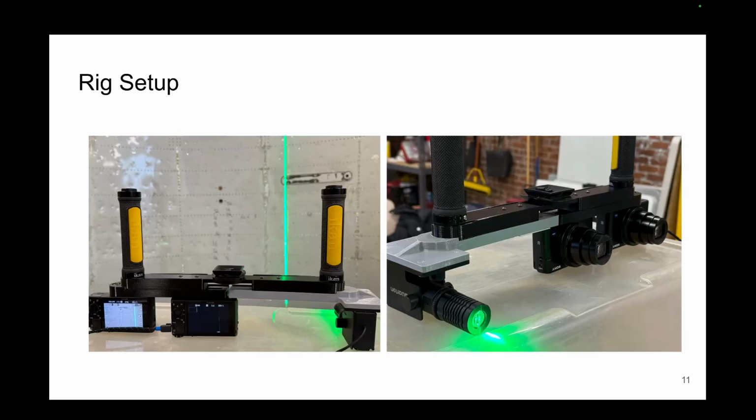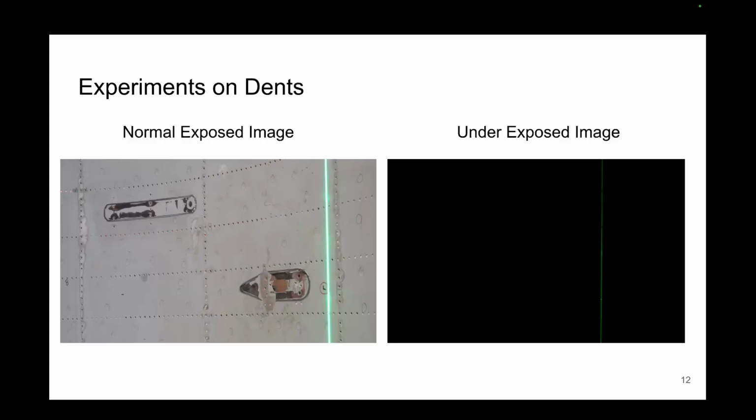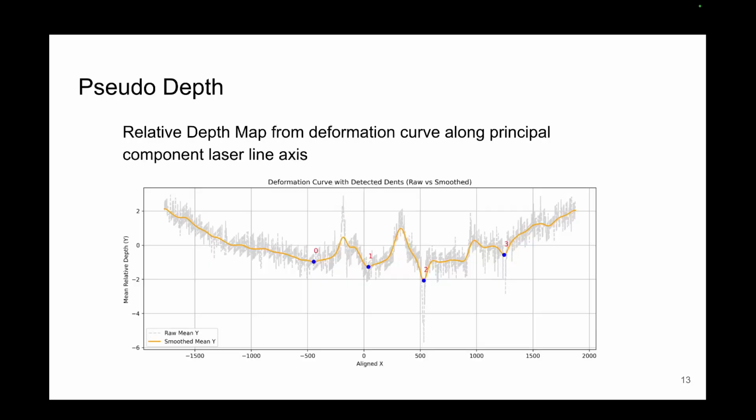So here is the setup again. You can see on the left, there are two cameras instead of one, and we can just take a video and scan the whole airplane fuselage. The normal exposed image is on the left, the underexposed image on the right. We find the deformation curve. Basically, we find how deviated the laser line pixels are.